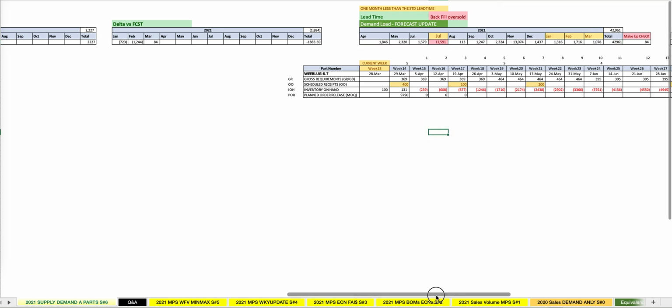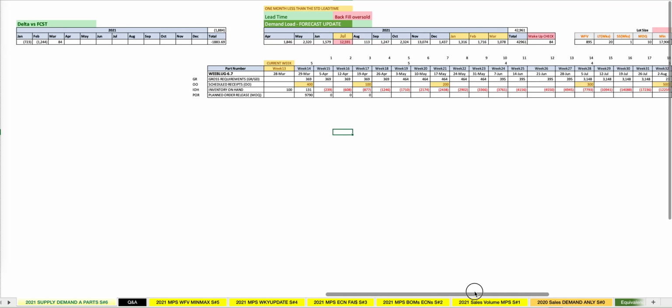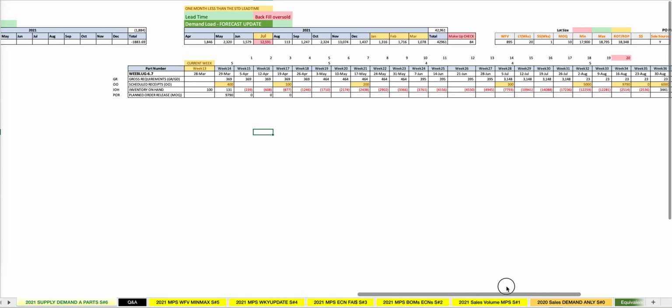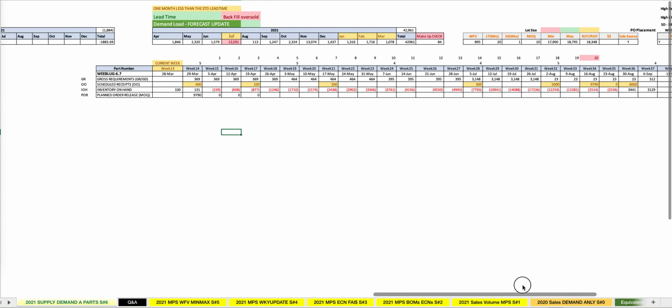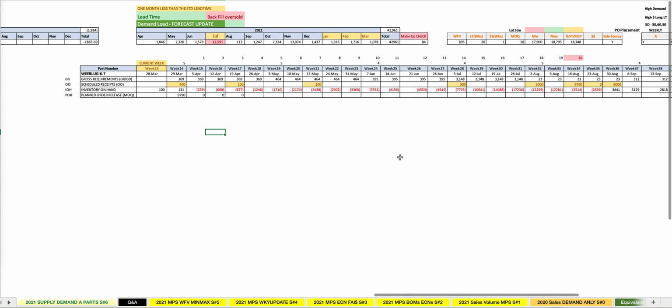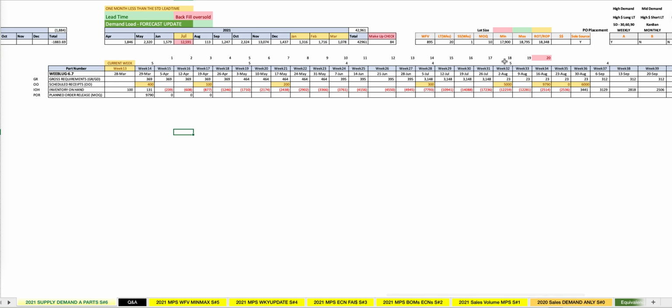The next thing to do is assemble what I call a supply demand, or what is also known in other companies as a 30, 60, 90 day analysis. In this case, as we discussed, this part has a lead time of 20 weeks and an average consumption rate for the year of 895 parts, which is basically 42,000 divided by the 48 weeks that are the working weeks we normally have in a manufacturing environment.